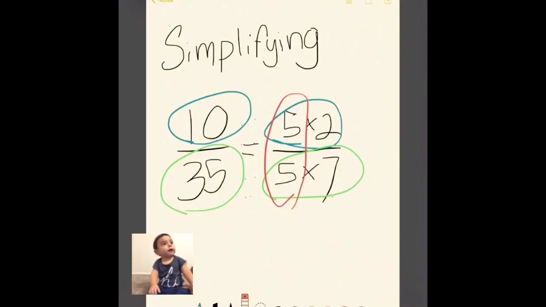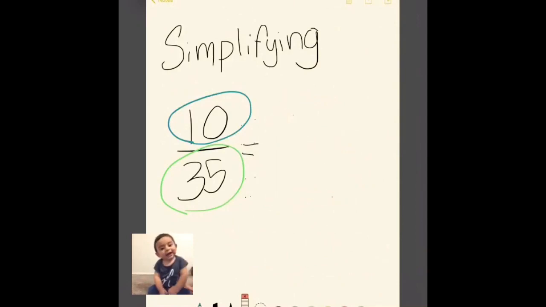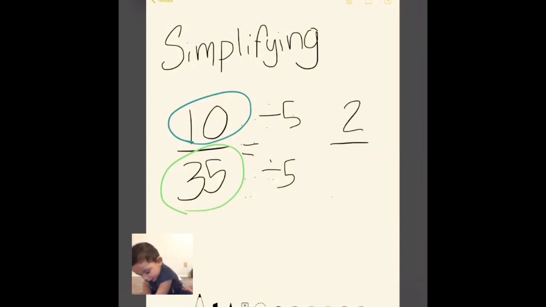But again, if you know your math facts, you don't even have to do any of that. You can just ask yourself, what number can I divide 10 and 35 by? This one's pretty simple because by now everybody should know they're multiples of 5. So I can divide both by 5. 10 divided by 5 is 2. 35 divided by 5 is 7.